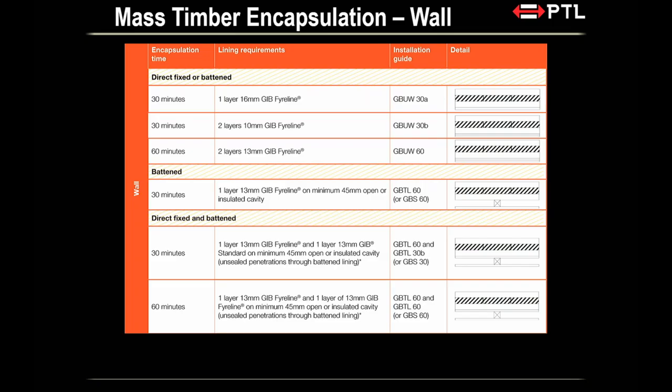So if you look at the latest, I don't know if people have access to these fire rated systems. Recently, JIP released in September 2004 a whole suite of encapsulation systems for walls. Now, I wanted to point out this particular example down here, which is direct fix and batten. So you have a 13 mil FireLine being direct fixed onto your timber, and then you have a batten cavity, another layer. This is good if you have services running through the cavity, because otherwise you will have to fire stop them for all these other situations.